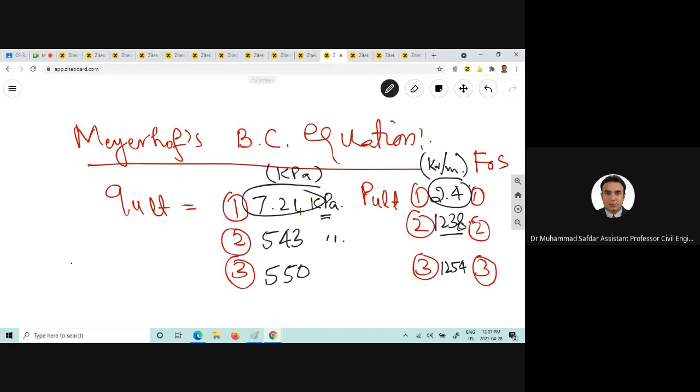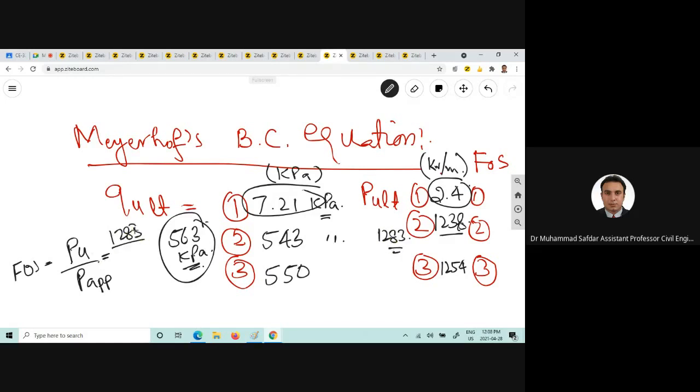फैक्टर ऑफ सेफ्टी को आप फाइंड कर सकते हैं P अल्टीमेट डिवाइड बाय P अप्लाइड, और P अल्टीमेट हमारे पास, फॉर एग्जांपल मैं आपको ये बता देता हूँ कि यहाँ पे मेरे पास जो रीडिंग आ रही है वो 563 किलो पास्कल है। थोड़ी बहुत डिफरेंस इसमें भी हो सकती है, मुझसे भी गलती हो सकती है, लेकिन यहाँ पे हमारे पास जो रीडिंग आ रही है वो 1283 है। तो बेस्ड अपॉन 1283 और जो अप्लाइड लोड है वो हमारे पास 282 है, ओके, हमारे पास फैक्टर ऑफ सेफ्टी कितनी आ रही है? 4.5, and that what was desired or required in this problem.